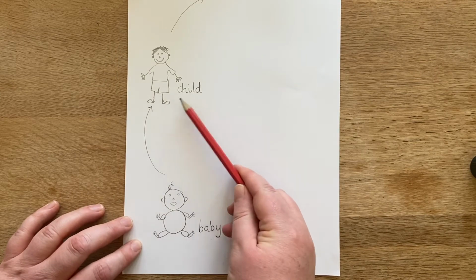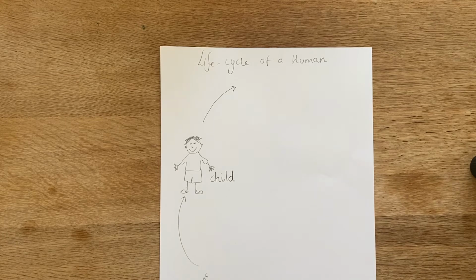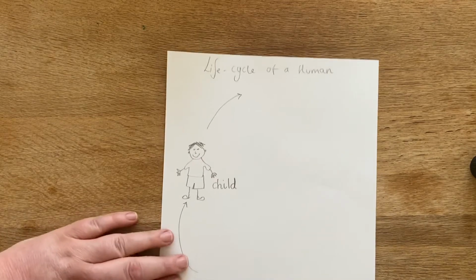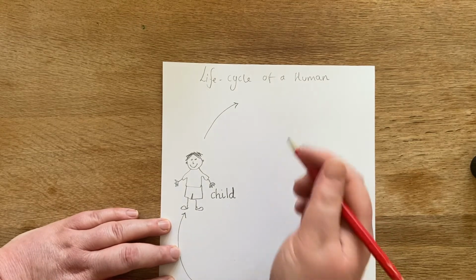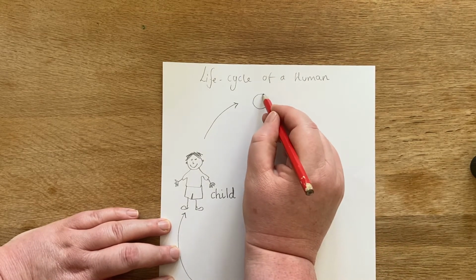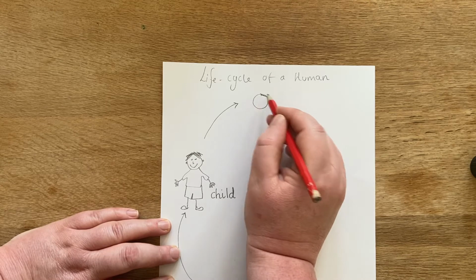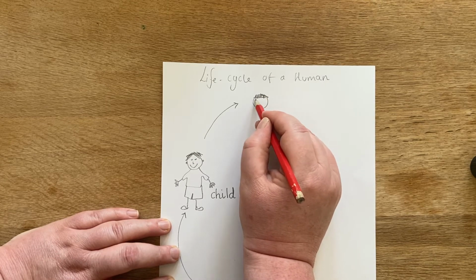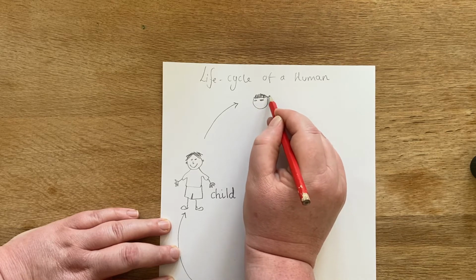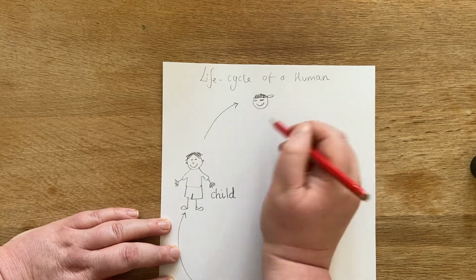Here we've got a child, so I'm going to have a think what comes next after a child. Once we've had our childhood, we turn into a teenager. I've got a couple of teenagers at home at the moment. I'm trying to think how they have their hair, with a funny fringe. That's the fashion. Oh, sometimes they wear caps.